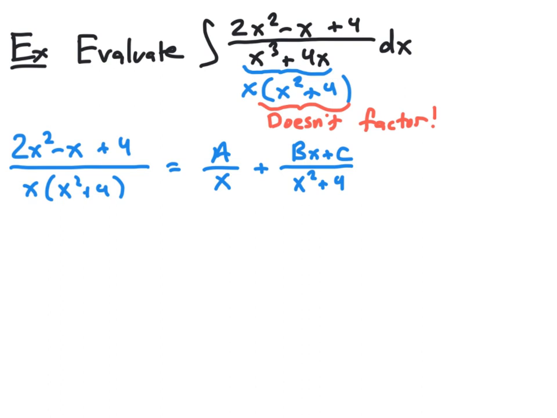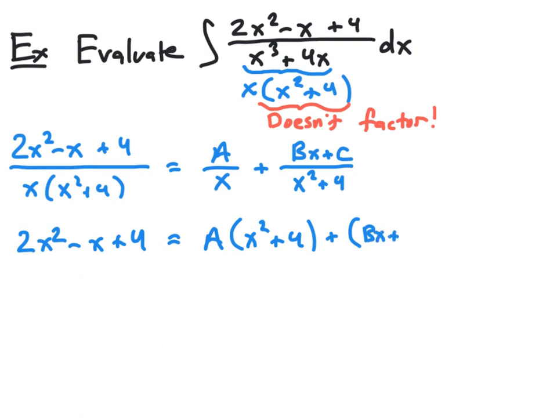We can then multiply by our denominator on the left-hand side to get rid of all of those denominators. And so we're left with 2x squared minus x plus 4 equaling a times x squared plus 4, plus bx plus c, all times x. Now we need to find the values of a, b, and c in this expression.